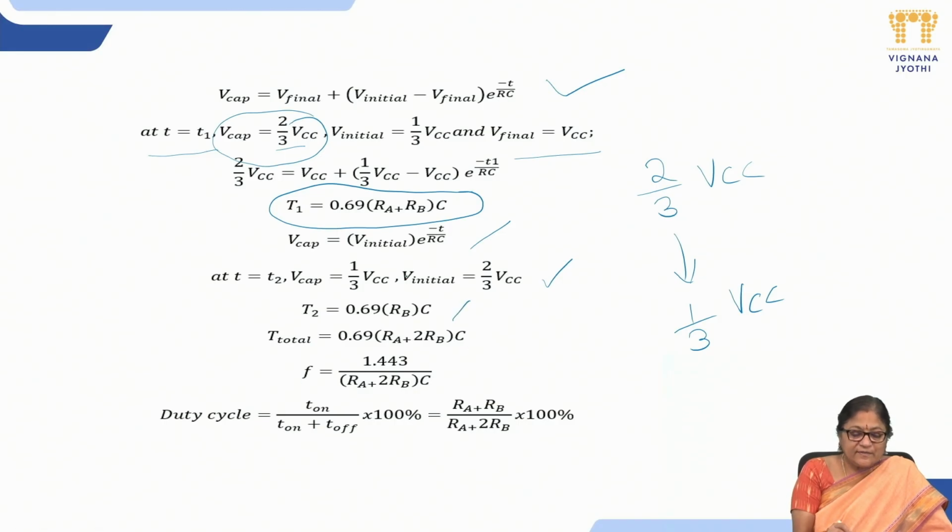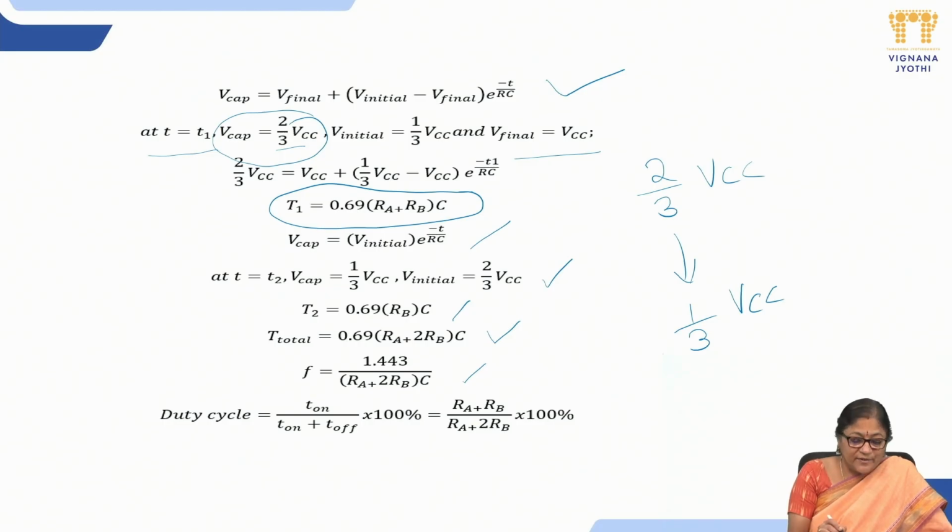Now the total time is charging time plus discharging time. This is 0.69 (RA plus 2 RB) into C. If you take the inverse of the time period, we get the frequency 1.443 by (RA plus 2 RB) into C.